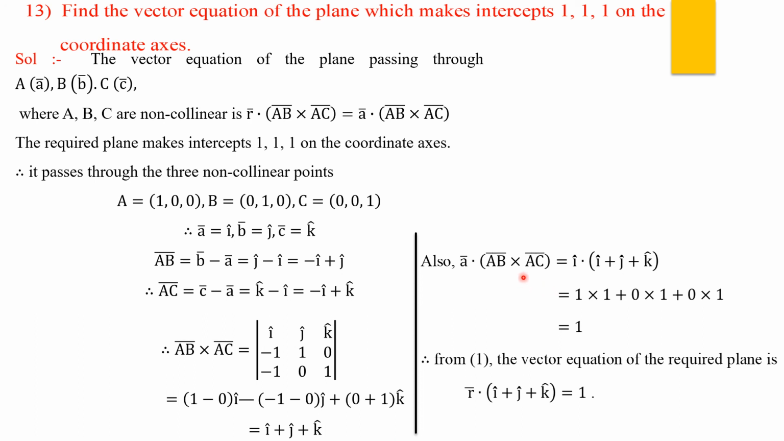Also a vector dot (AB vector cross AC vector). A vector is small i vector dot. We have found AB vector cross AC vector is i plus j plus k. The dot product: the coefficient of i is 1, therefore 1 multiplied by 1, plus. Here j and k are absent, therefore take 0, 0 into 1 plus 0 into 1. We get 1 into 1 is 1 plus 0 plus 0 equal to 1. From equation 1, the vector equation of the required plane is r vector dot (i plus j plus k) equal to 1. Thank you.